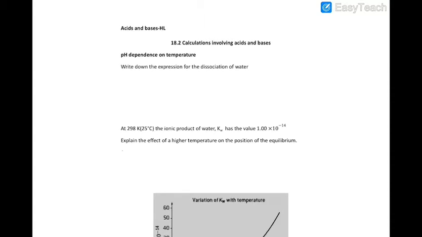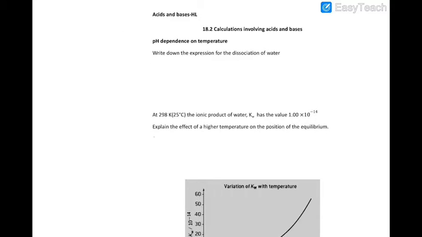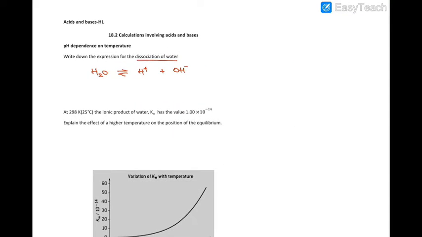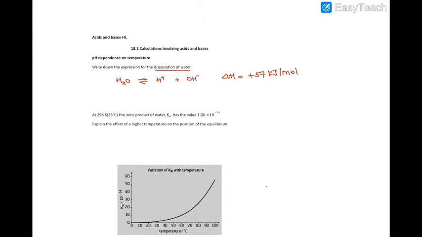Hi everyone, so we're going to be looking at HL content 18.2. So let's see the expression for dissociation of water. Water will dissociate to give you H plus and OH minus, and this reaction is an endothermic reaction, which means that as the reaction goes forward, temperature is going to decrease.